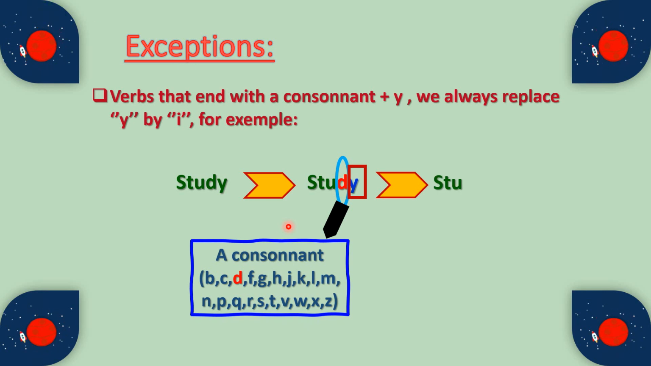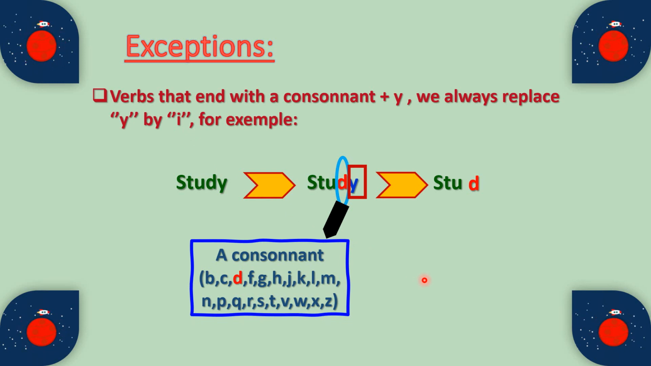So the answer, what is the simple past and past participle of the verb to study? Look here, we keep the root, we keep the base. To study, study. This is the root, the base, le radical. And we continue, we apply the rule. We replace what? The y by what? By i. Yes, excellent.